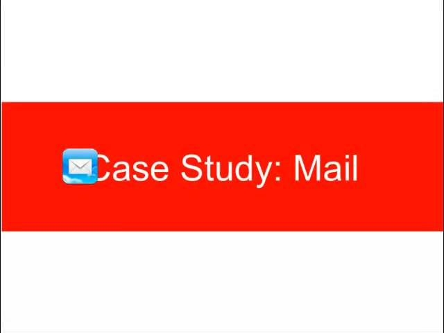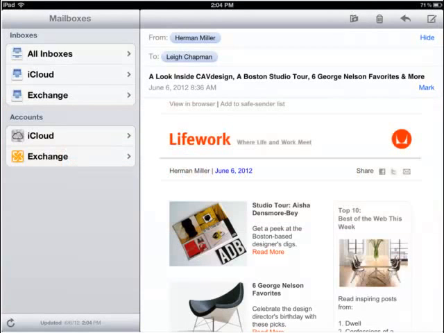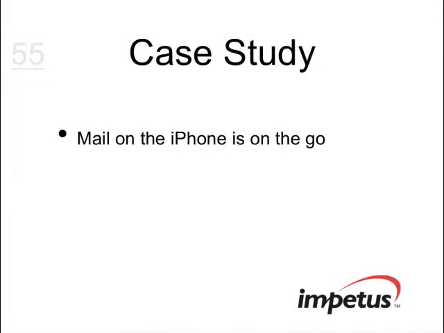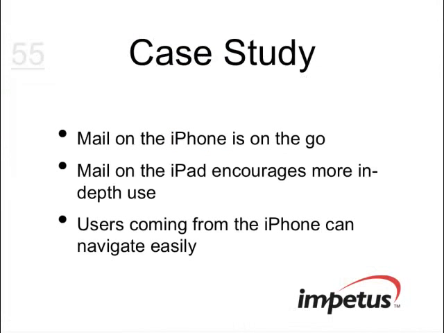So these are some general guidelines, and I'm going to go and review them against some real-life examples. And the first place we'll look is iPad Mail. So you see the application here. And let's compare it with the iPad on the phone. So for the phone, it's on the go. And on the iPad, as I said, it's more relaxed and encourages more in-depth use.